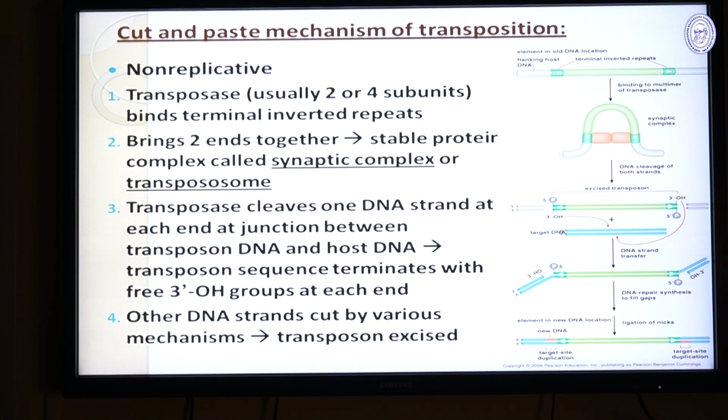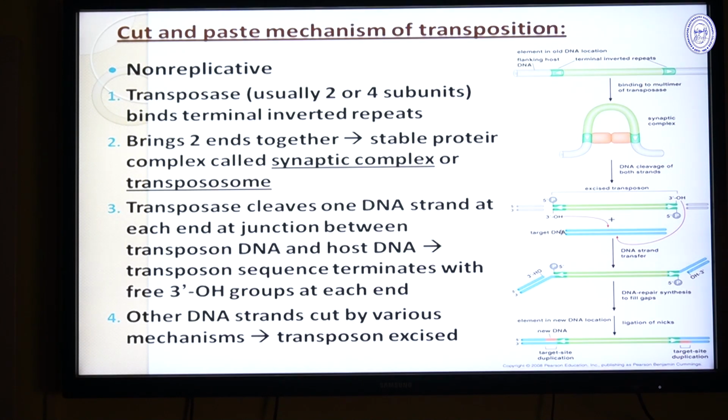When I will be discussing with the PG part, the postgraduate part, I will be going into the details of this mechanism. There is a bit of complex mechanism onto how this 5' phosphate strand is created as well. Anyway, what you need to know is that there is a cleavage, and finally the transposon sequence comes out with the free 3' OH group at each end.